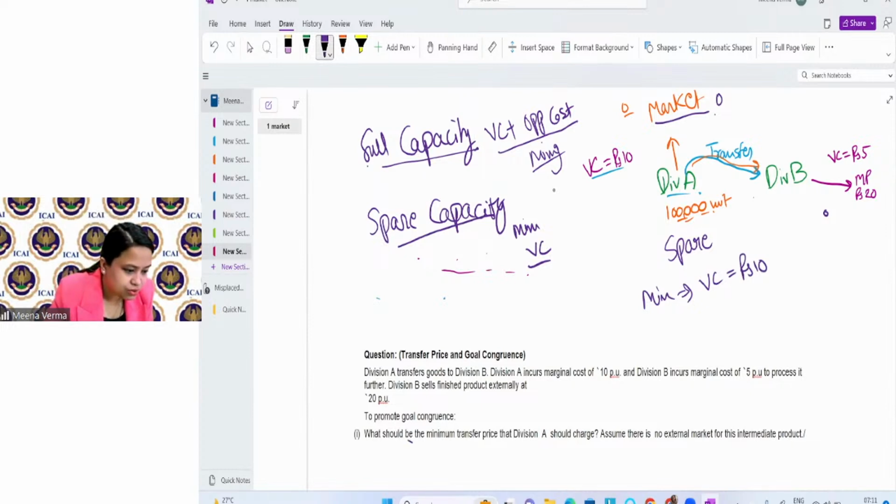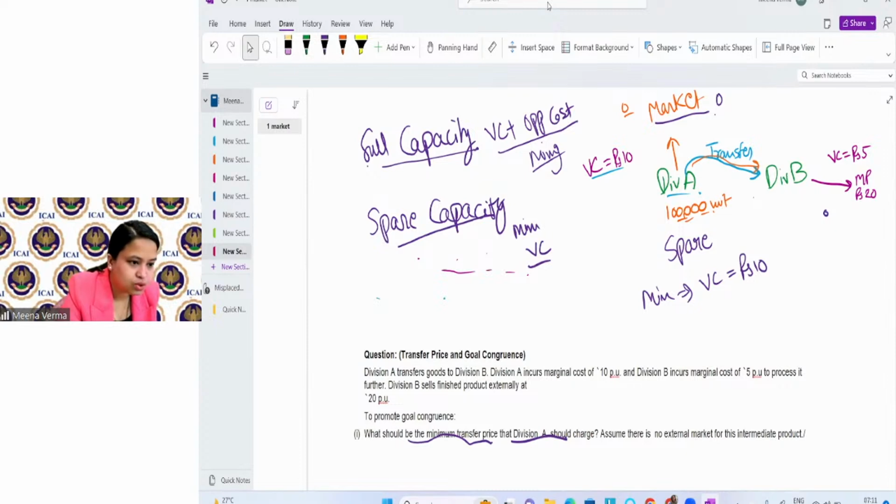Achha, what is the question? What should be the minimum transfer price that division A should charge? Okay, assume there is no external price, no external market. So if there is no external market, what will happen? Their minimum expectation to achieve goal congruence will be just the variable cost. They just want to recover the variable cost. That's it.